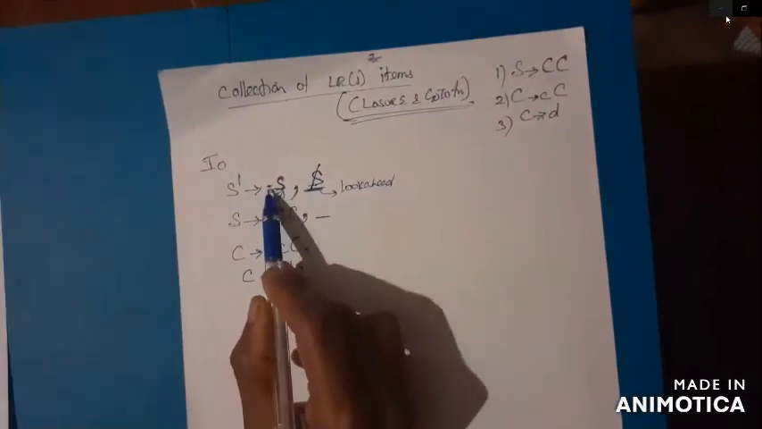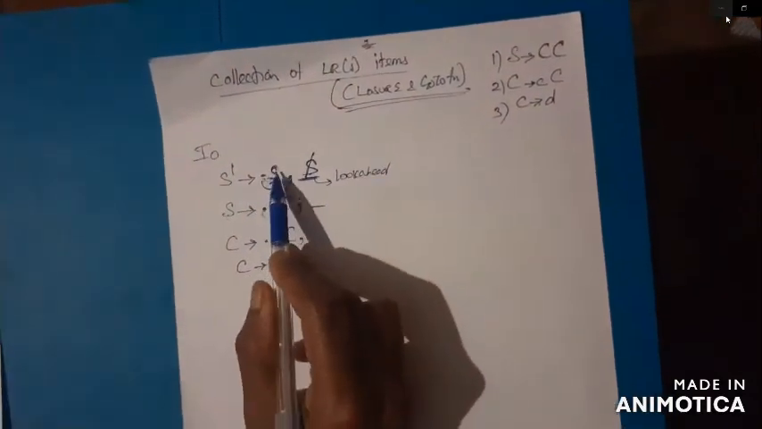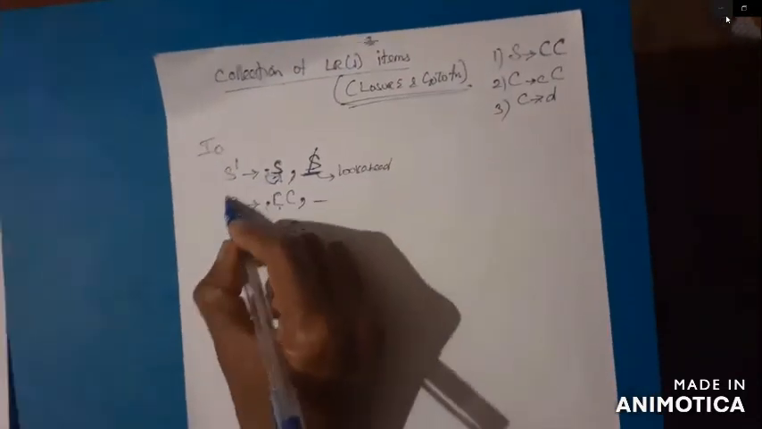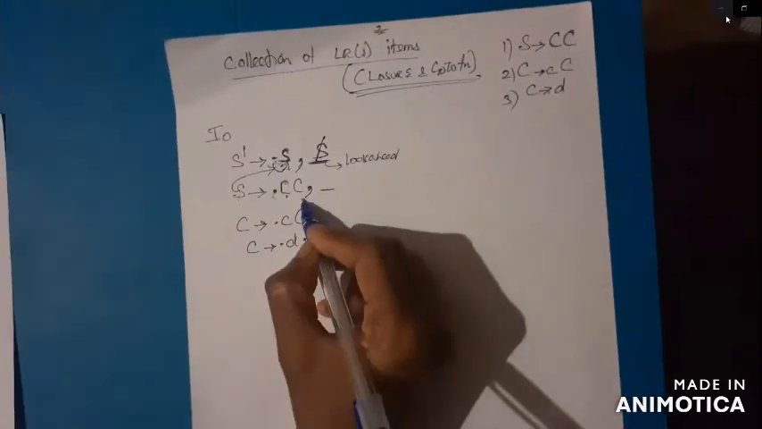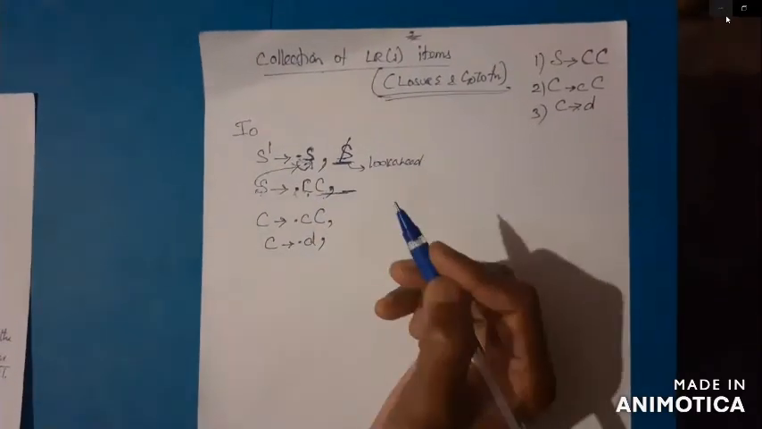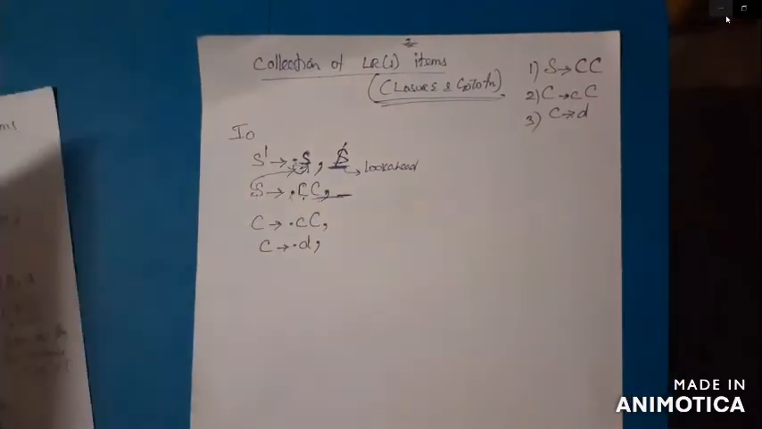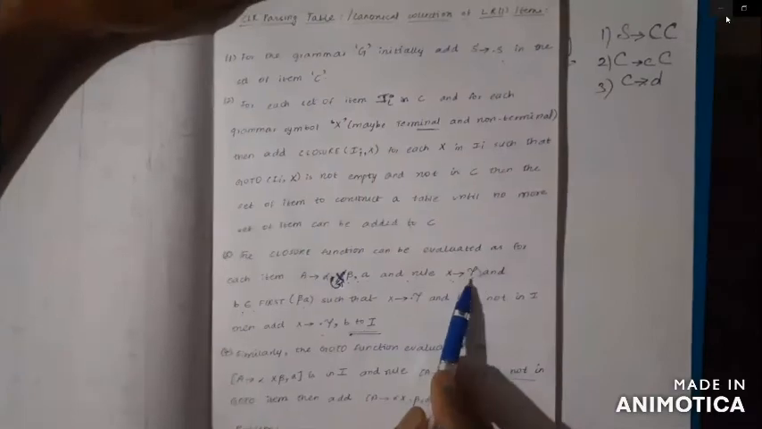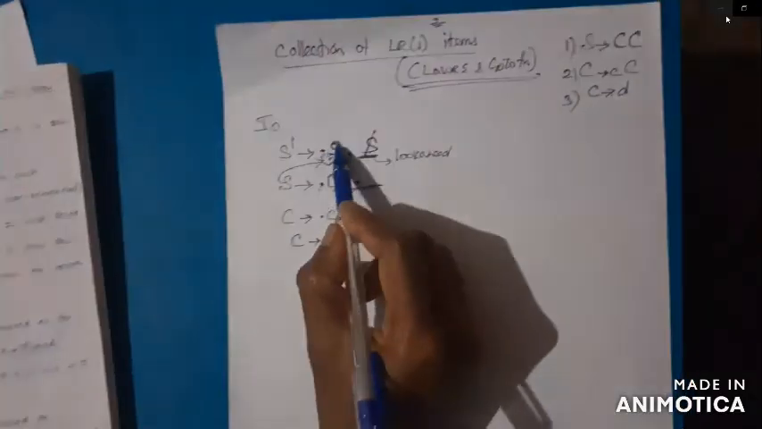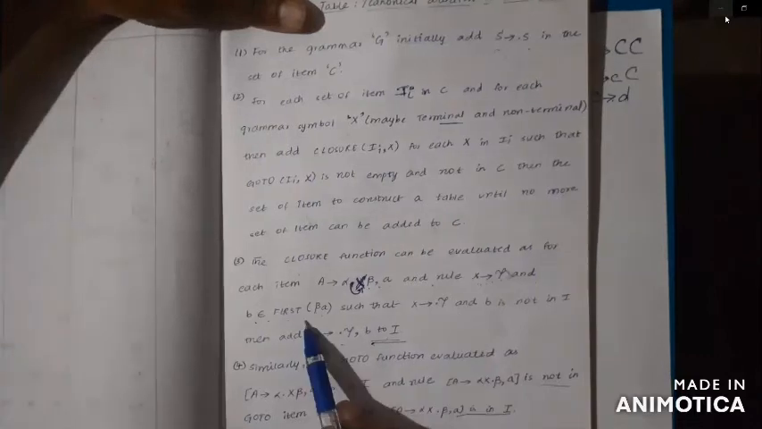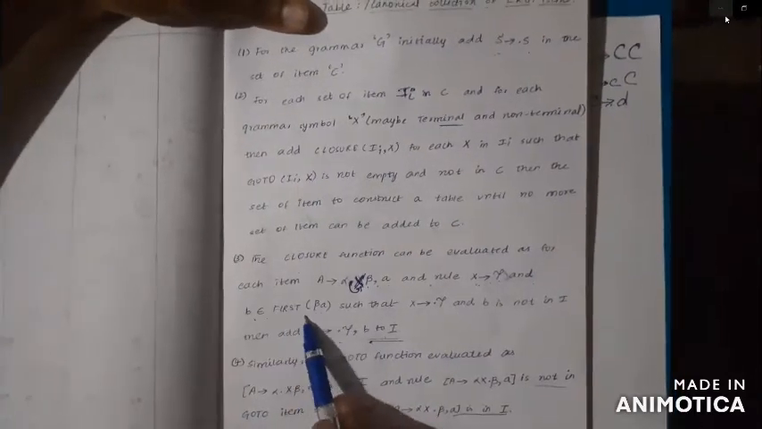Based on the dot's immediate right side being a non-terminal, the non-terminal is capital S, and the production is C C. This comes from these productions only. So you have to check the previous grammar for the lookahead symbol for these productions. As I told previously, A tends to alpha dot X beta and rule X tends to dot gamma. Dot X means you have to add X tends to gamma, so you add this production. After that, first: b belongs to first of beta a.